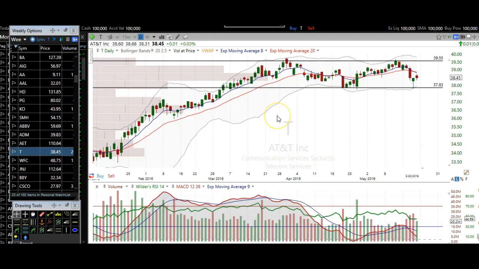Next, I want to cover AT&T. Trading in a box here. The high of the box, about 39.50. These few candles hit that level. These few candles hit that level. And then as you can see, the lows of these few candles, and these few candles, and this candle right here. So if we break out of that box, it's going to see a pretty big move in either direction.